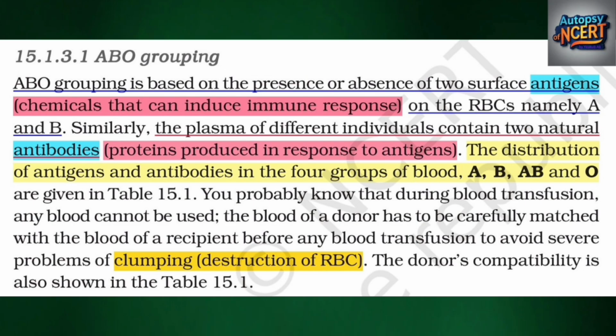Table 15.1. You probably know that during blood transfusion, any blood cannot be used. The blood of a donor has to be carefully matched with the blood of a recipient before any blood transfusion to avoid severe problems of clumping, destruction of RBC. The donor's compatibility is also shown in the table 15.1.